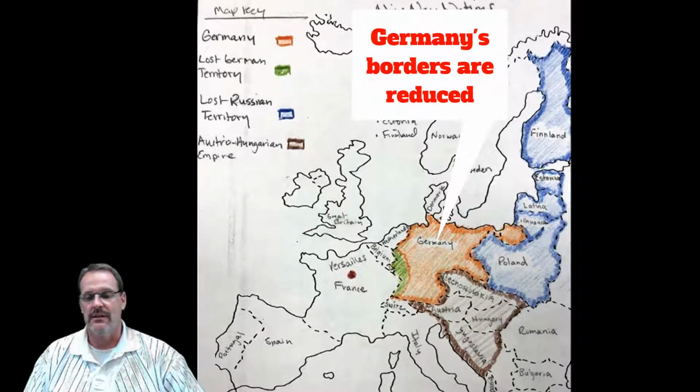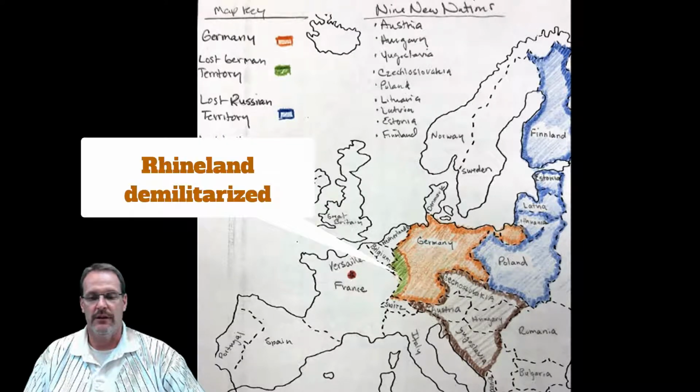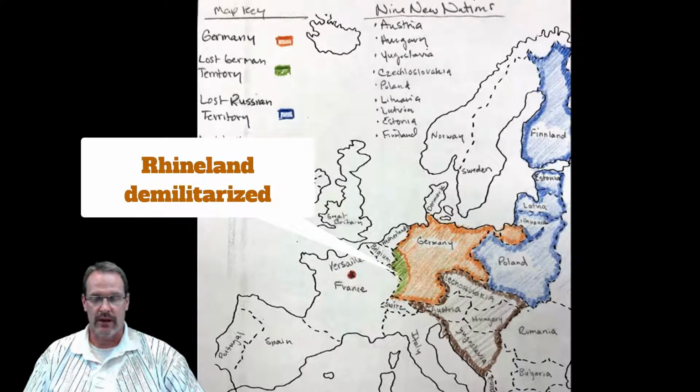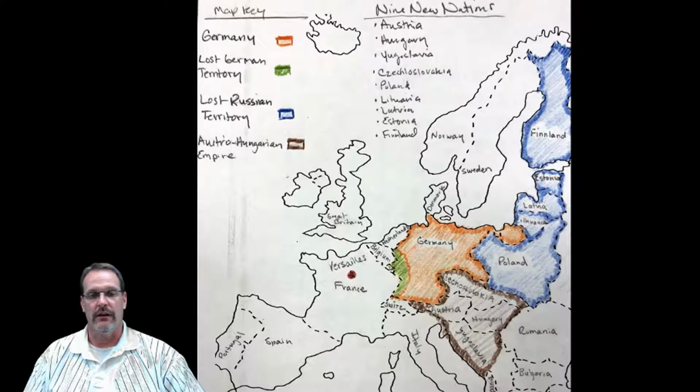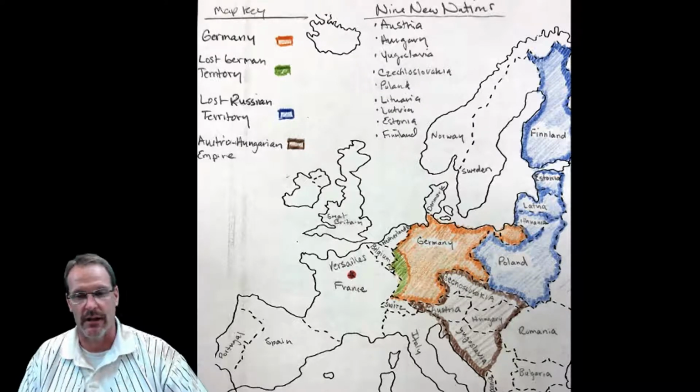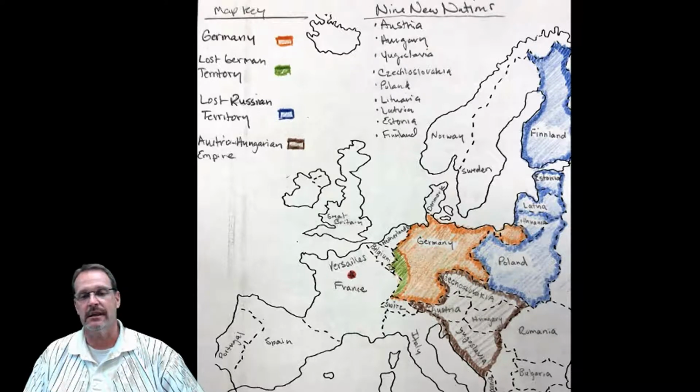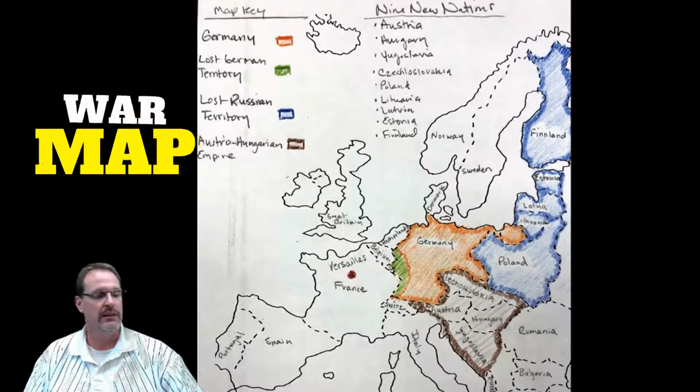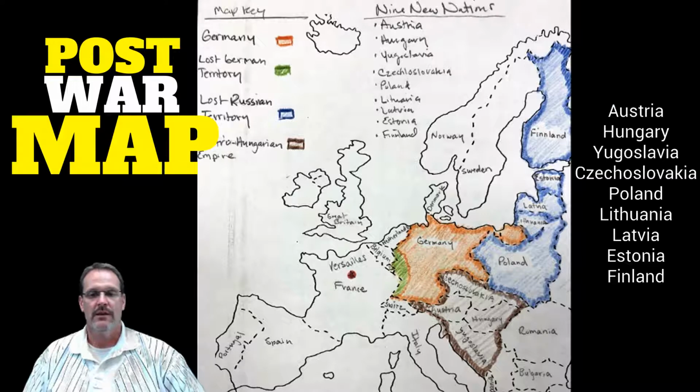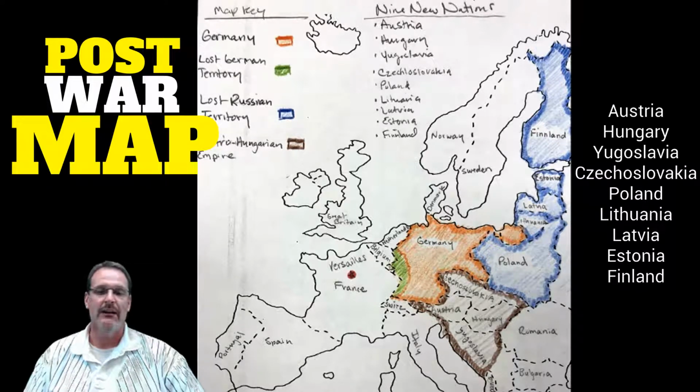So anyways, you could see a massive change. So lost German territory. There's the demilitarized area right there called the Rhineland. They call it also the Alsace and Lorraine. Germany itself. So there's the four countries that come out of there, and the 9 nations that are created as a result of the end of the war. So Austria, Hungary, Yugoslavia, Czechoslovakia, Poland, Lithuania, Latvia, Estonia, and Finland.